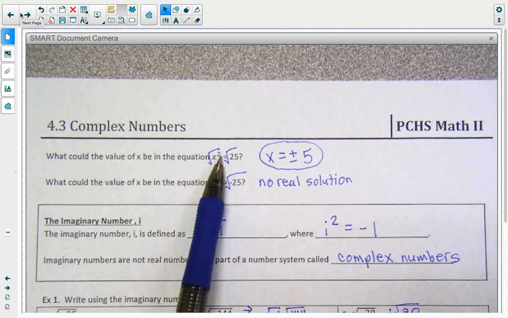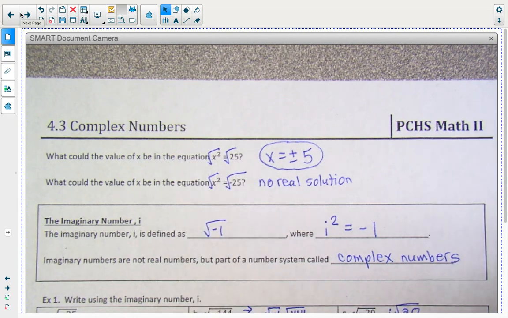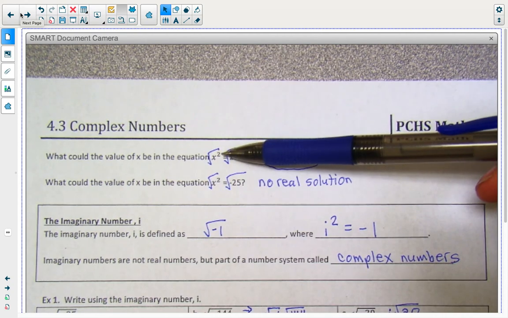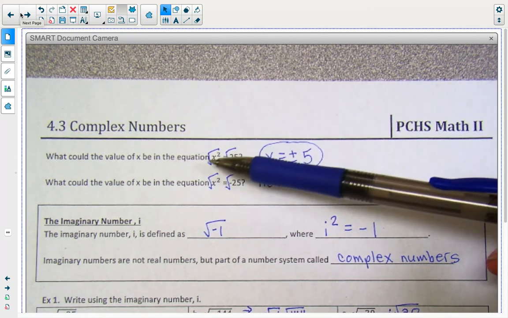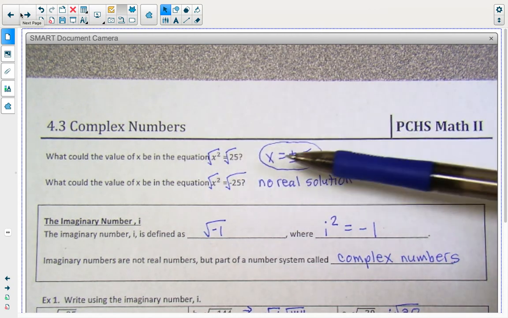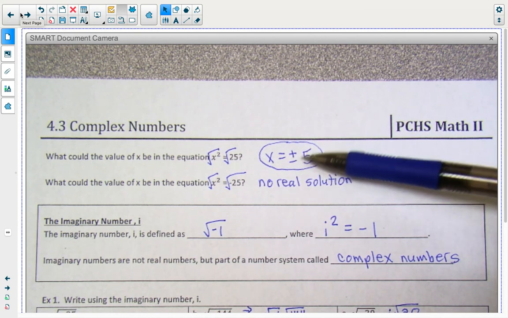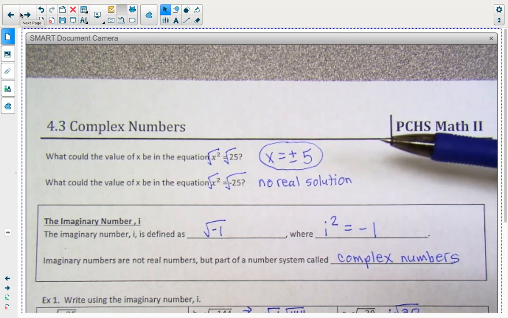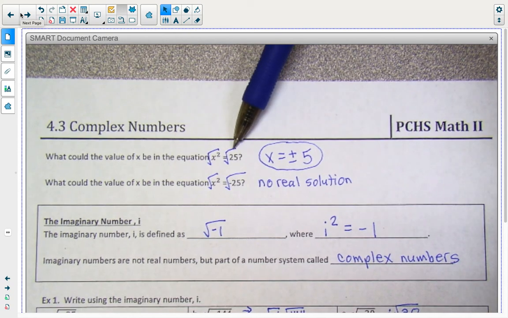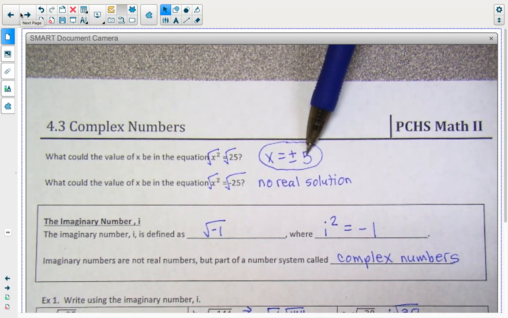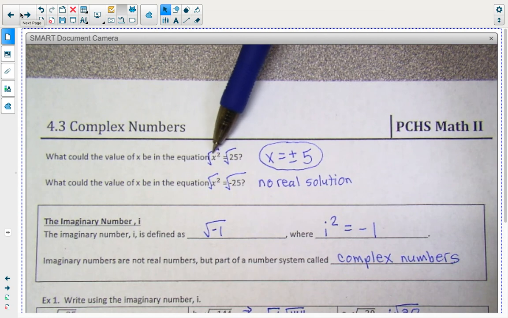If we have x squared equals 25, we would start by taking the square root of both sides because the opposite of squaring something is to take the square root. When we take the square root of both sides, we'd end up with x equals plus or minus 5. So 5 times 5 would give us 25, and negative 5 times negative 5 would give us 25. So that would be the answer to this first equation up here.